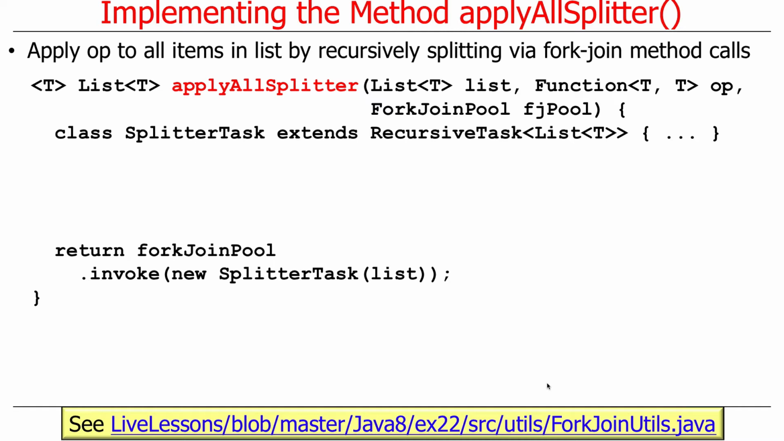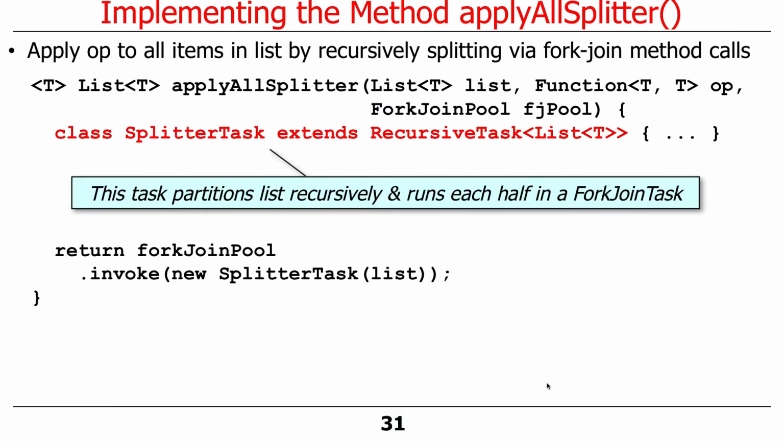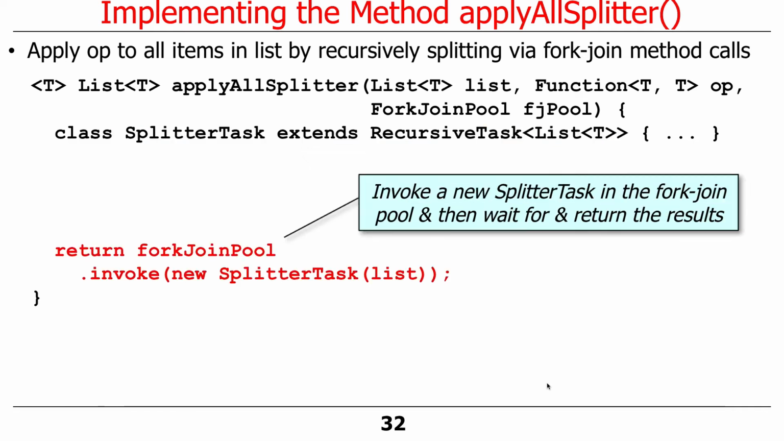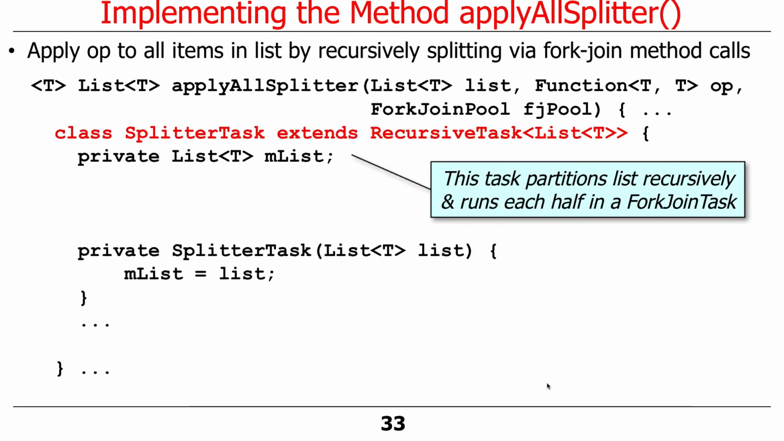Okay, so ApplyAllSplitter. We make ourselves a splitter task. That's going to partition the list recursively and then run each half in a fork join task. The main entry point here is we're just going to say FJ pool invoke new splitter task, and it starts by giving it the entire list. So we start out with the whole list as the beginning. You'll see in a second it's going to get partitioned into sublists.